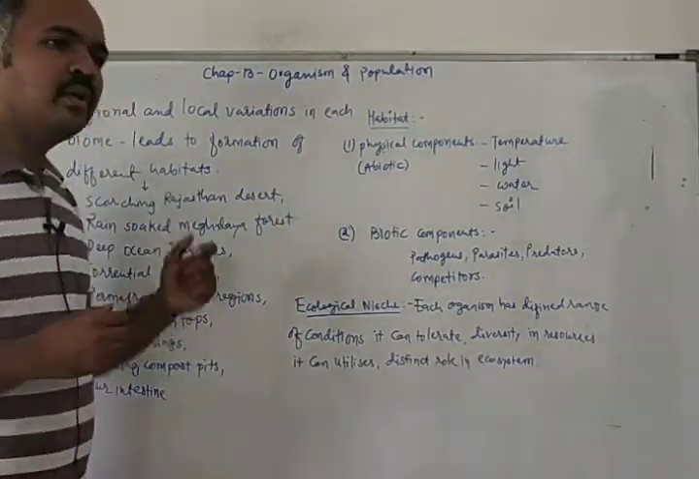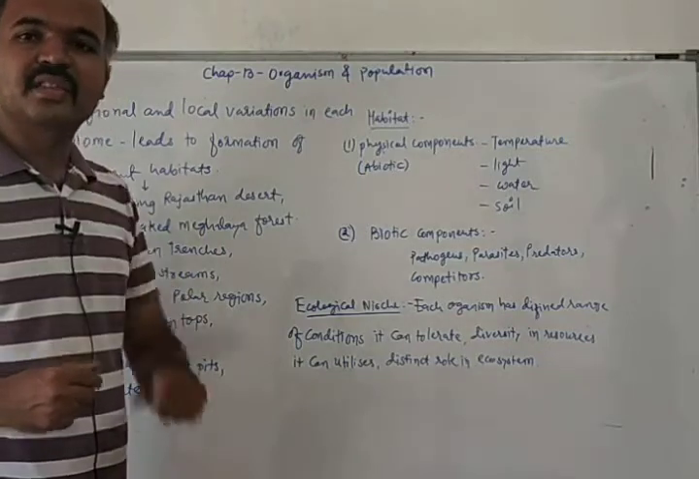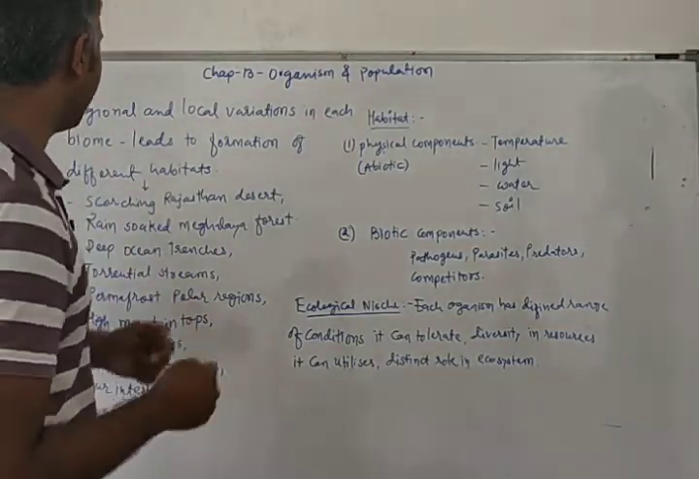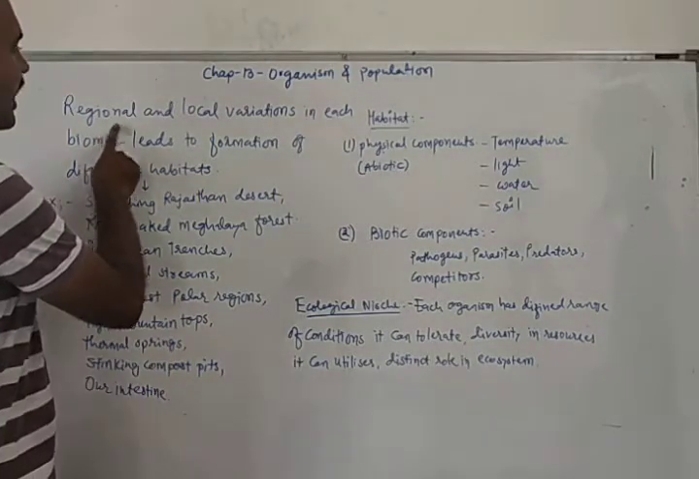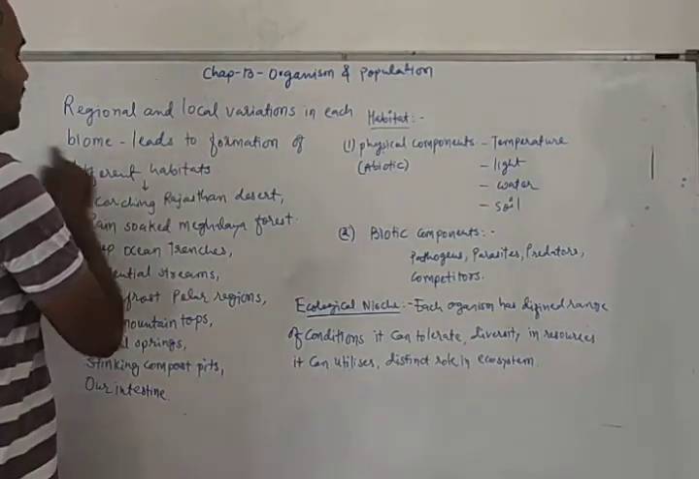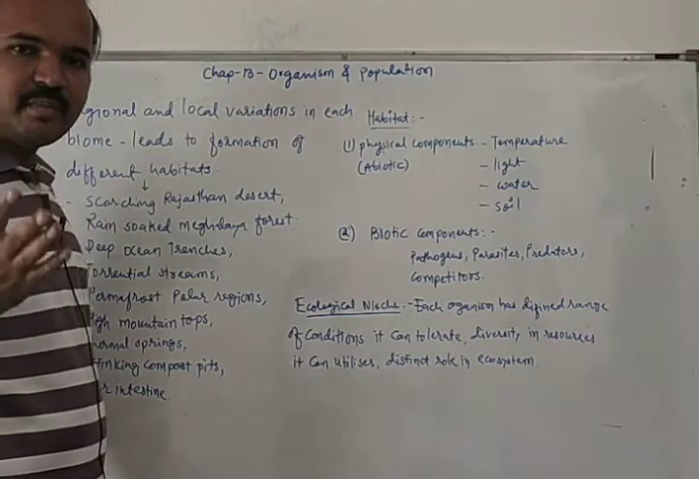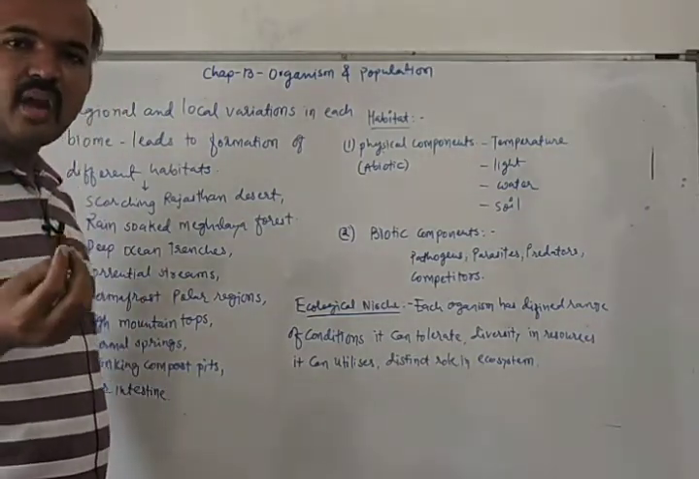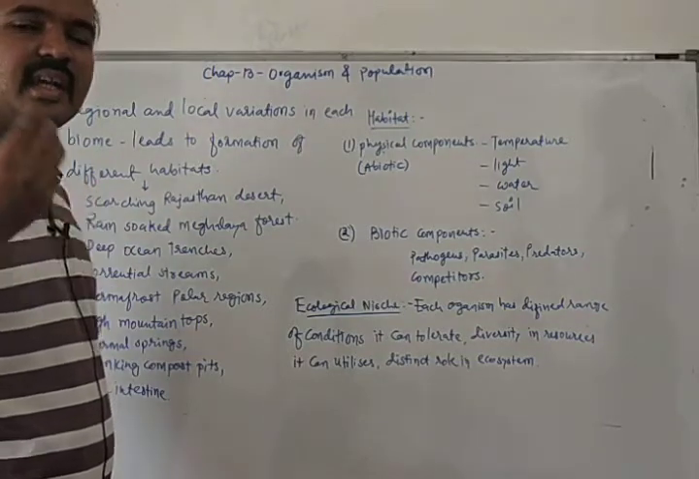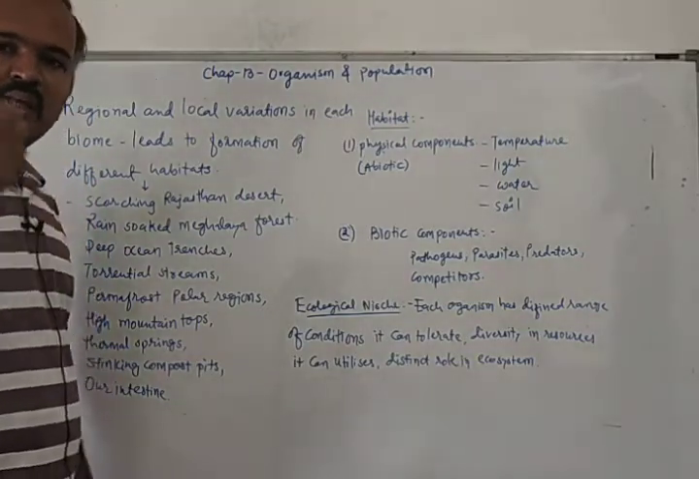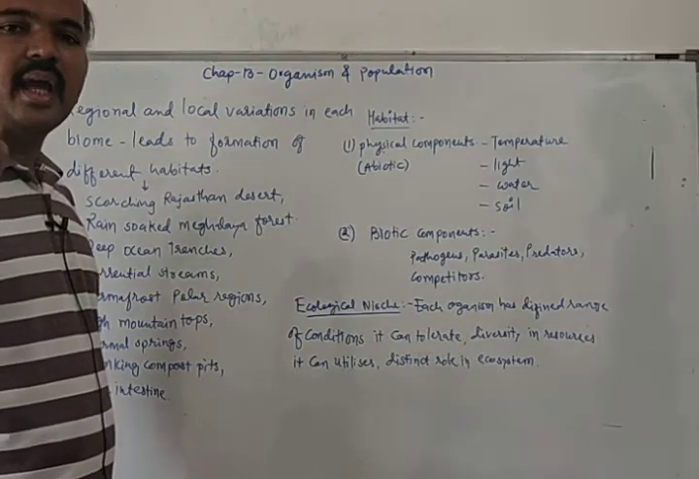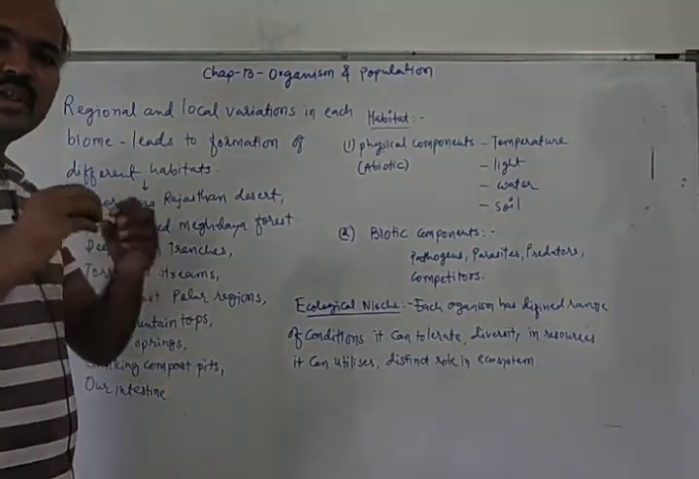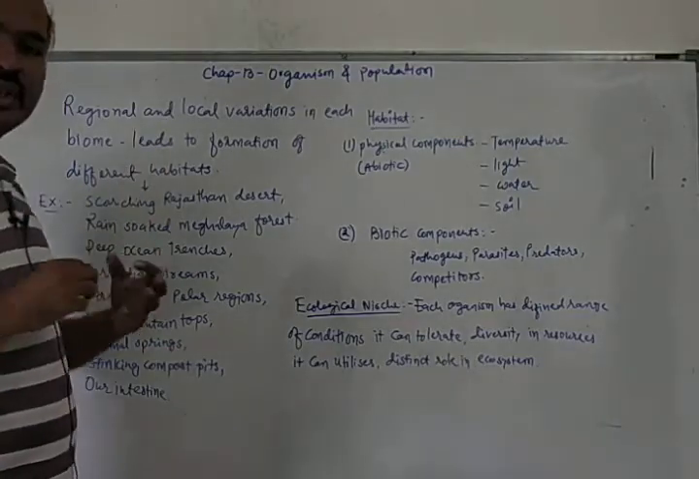Now let's talk about how different habitats are formed. Regional and local variation in each biome. We have seen 3 major biomes: desert, tundra and rainforest. Now in each of those biomes, some regional and local variations will be there.